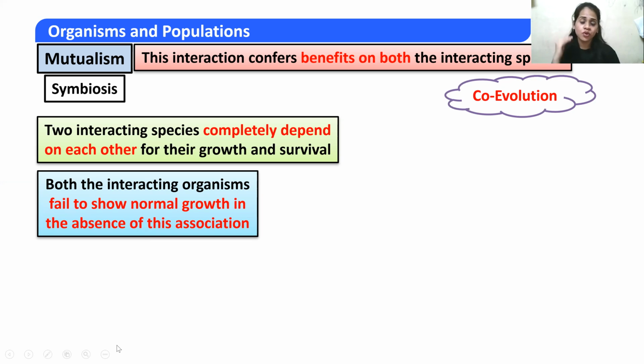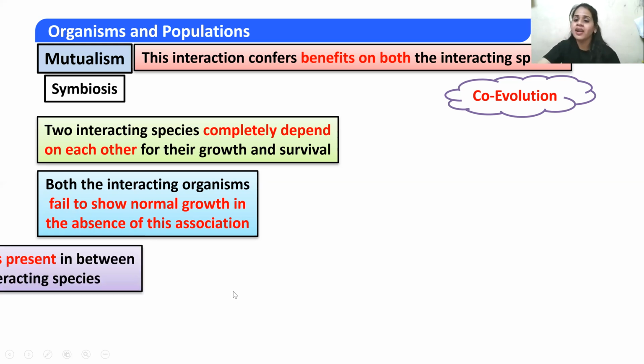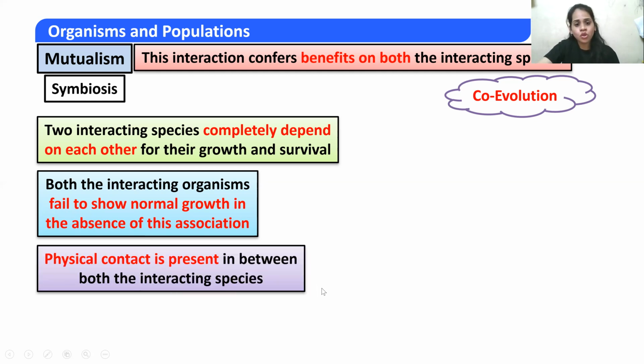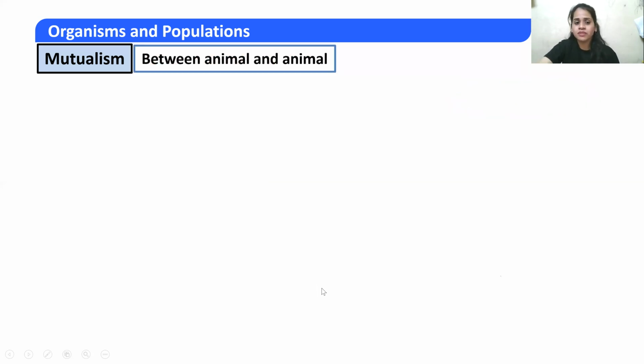See, why I have included all these small points is because you people go wrong when the question comes like, which of the following are the points, pick up the correct one or pick up the incorrect one about mutualism. So you people go wrong in that. So to avoid that, I've included all the small pointers as well. So when both of them are going to get benefited, both of them are not going to show normal growth when one of them is absent. So physical contact is also present between both the interacting species.